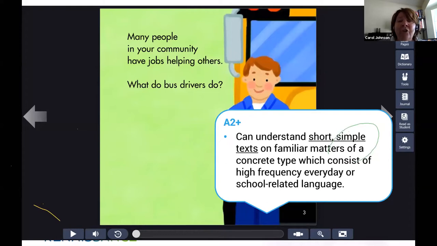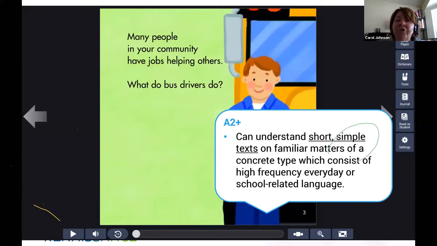And here you can see this is a more complex sentence. "Many people in your community have jobs helping others. What do bus drivers do?" It's more language. It's more complex grammatically, but it's still using high frequency everyday words. And you can see how that will move a student from where they are now to moving them up. So each of these is more complex as we move along. It's not just more vocabulary, but it's more complexity.